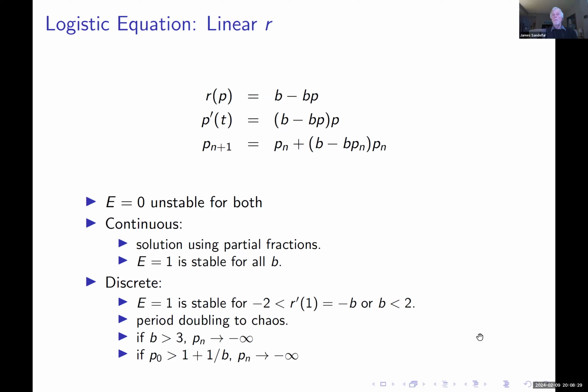And if, I've got this thing in my way, so I can't read the bottom of my screen. If p of 0 is greater than 1 plus 1 over b, then p of n goes to minus infinity. So the logistic model is really not a good model for population growth. Originally, May had looked at it, and he wrote about it because he felt that it had interesting mathematics behind it, but not that it was really a good population model.